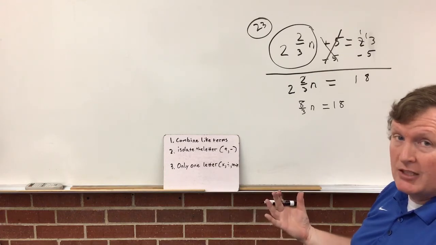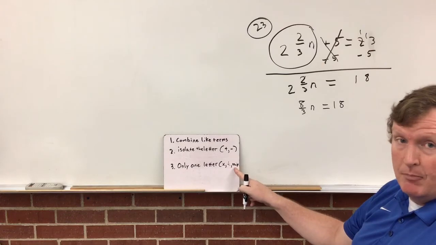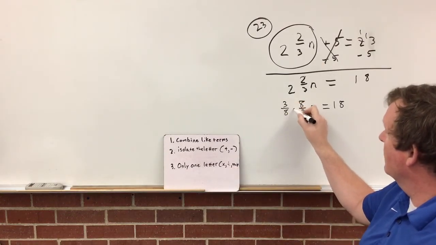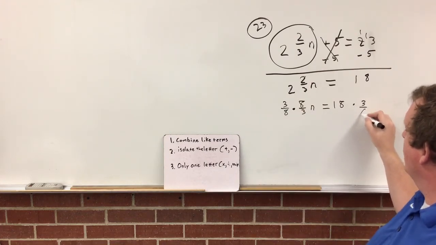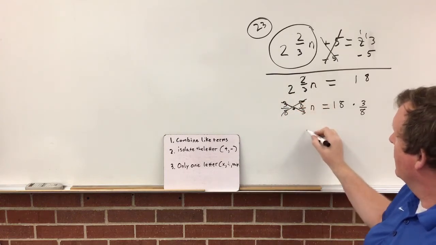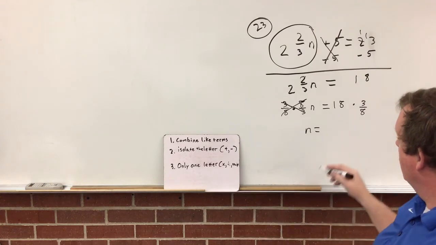Now it's just a fraction, so we can get the variable by itself by doing the reciprocal. That would be the flip version. We multiply by 3 over 8 on both sides. These cancel and leave me with one n. Only one letter. That's what I want.